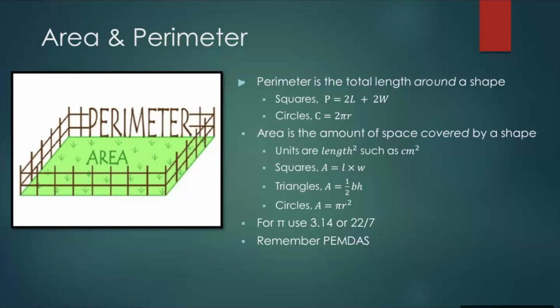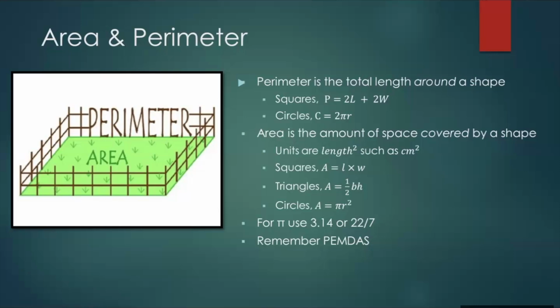For a circle, our perimeter is known as circumference. Circumference is the perimeter of a circle. And that equation is circumference equals 2 times pi, in this case you would use 3.14, times the radius of the circle. The radius is the line from the center point out to the side. It's just half of the diameter, right?